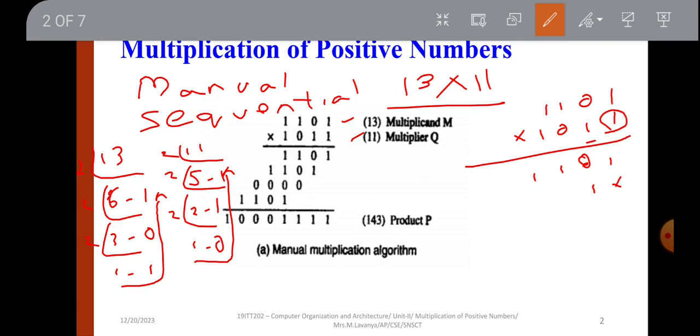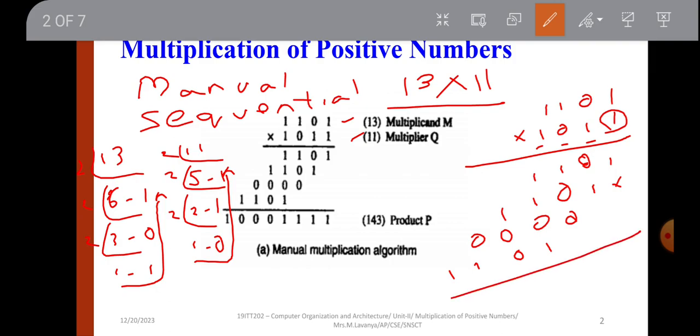1 into 1 is 1, 1 into 0 is 0, 1 into 1 is 1, 1 into 1 is 1. Then with 0, for this we have to leave another position. Finally we will start from here. 0 into anything is 0, so it is four zeros. And finally again the last 1 1 0 1 1.